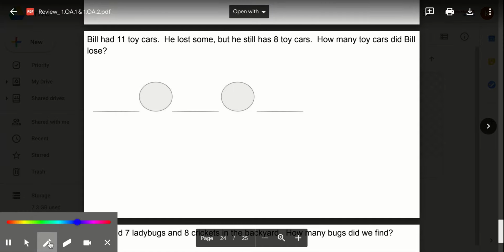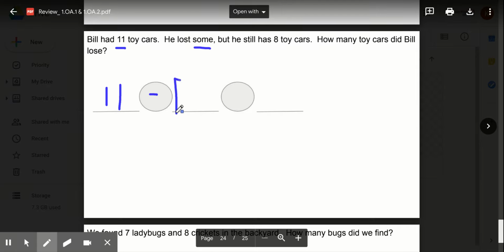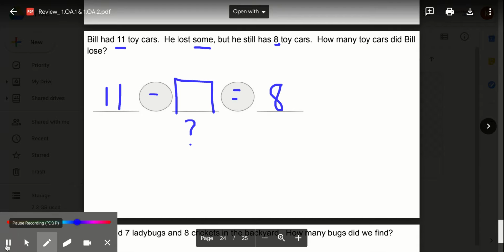So let's reread our story problem and fill in our equation to make sure our equation matches the problem. Bill had 11 toy cars. He lost some, so I know I'm subtracting because some are lost. But I don't know how many. It just says some, so that is my unknown. But he still has 8 toy cars. How many toy cars did Bill lose? Now I want you to pause the video and solve.